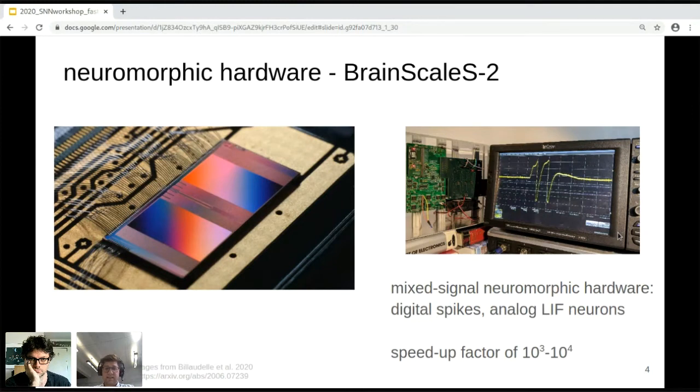BrainScaleS-2 is a mixed-signal neuromorphic hardware. This means that it uses digital spikes for communication to make full use of the sparseness of digital communication. But the neurons are analog. This means that biological observables, like for example the membrane voltage, are represented by actual physical quantities. And on the right, you see an image of an oscilloscope that records one such voltage of one neuron on this chip. This physical emulation has a few follow-ups. One is that all the neurons are independently and asynchronously emulated.